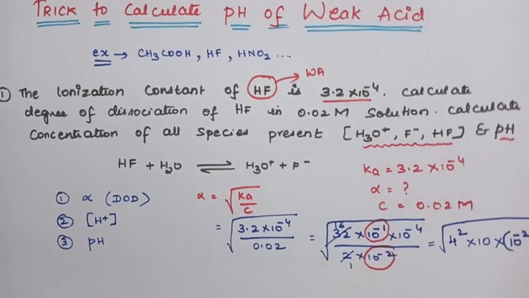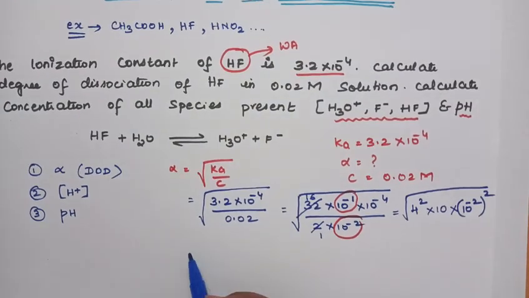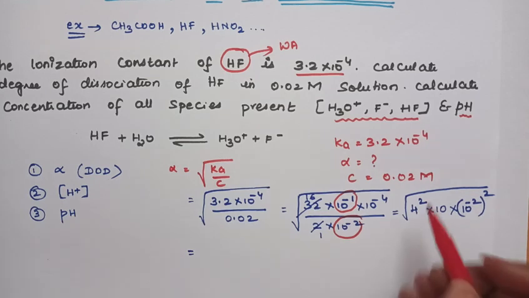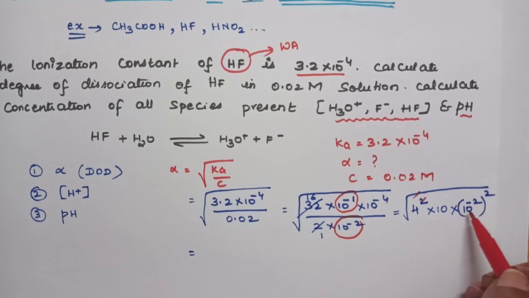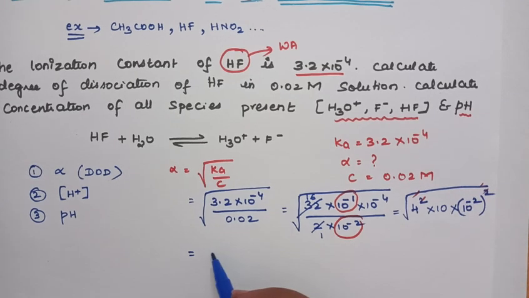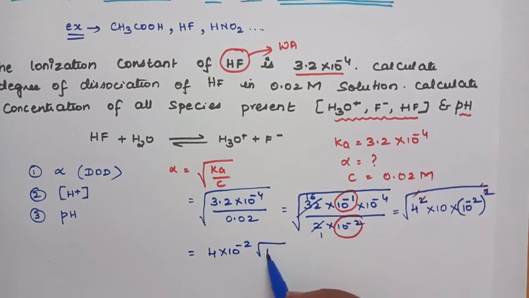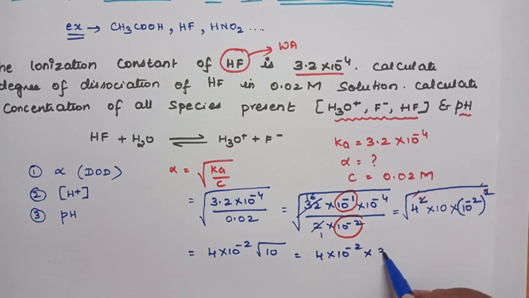So square root of this. Again simplify this. Now 4 will come out of the root. Square and square root will get cancelled, and even 10 to the power of minus 2 square and the square root will get cancelled. So you will get 4 into 10 to the power of minus 2, and inside the square root we have 10. So this is equal to 4 into 10 to the power of minus 2 into square root of 10. What is the value of square root of 10? Square root of 10 is 3.1.